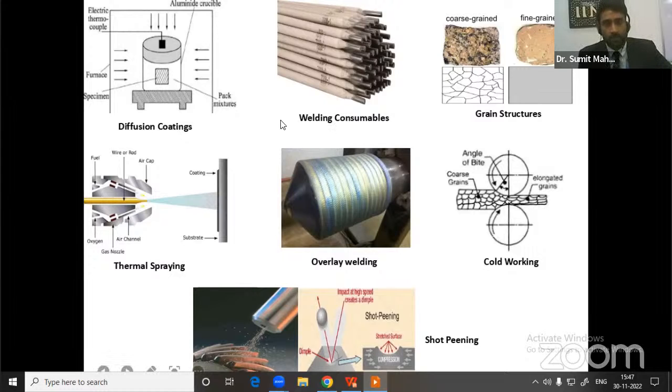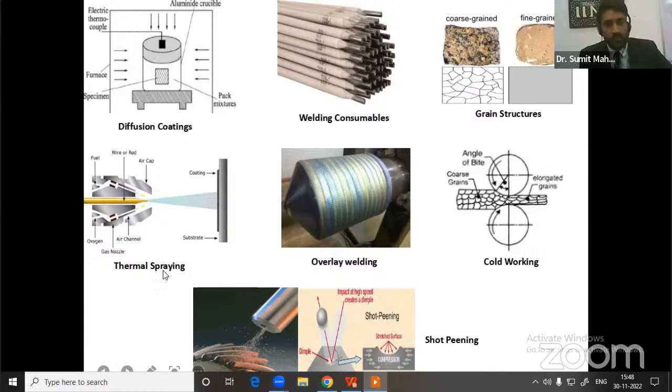The second one is welding consumable. So this is the core wire, and this is the flux coating. My area of research is developing this flux coating. We can also use the welding consumable to impart some metallic components, or you can say some alloying components, to the material, which will enhance hot corrosion protection.